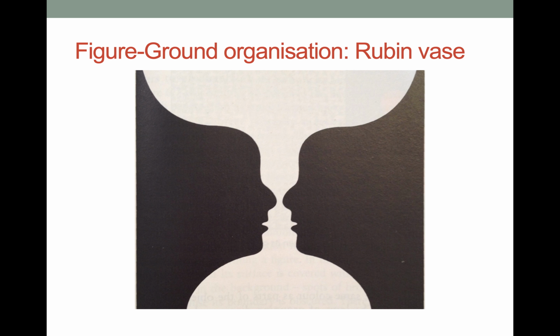Now this is one example. You may see two faces looking at each other, or you may see a vase, but you can only see one or the other at any one time. You cannot see both at the same time. This is a version of the Rubin vase, which is based on the work of the Swiss psychologist Edgar Rubin in the 1920s.